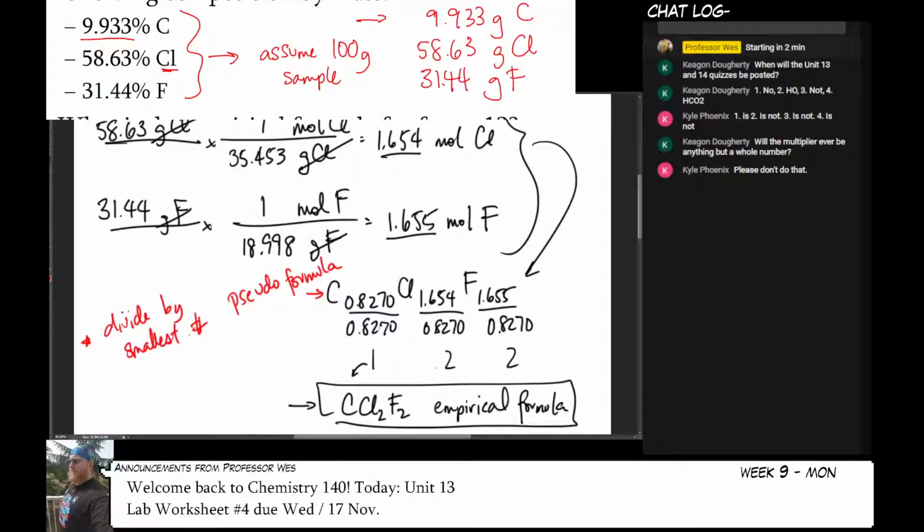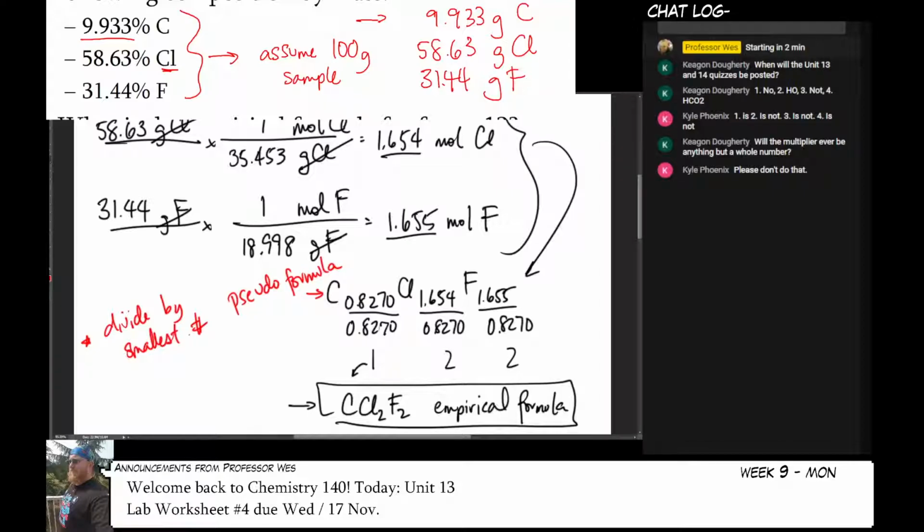Because remember, moles are just counts of atoms, right? We just change the unit by a factor of Avogadro's number. So if I make a molar ratio, I'm creating a formula. All formulas are molar ratios. So that's how we find the empirical formula of a substance using its mass.